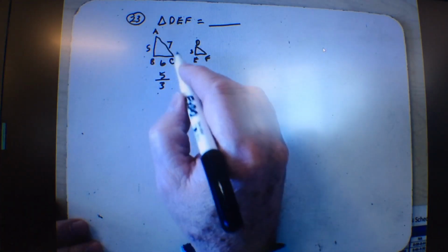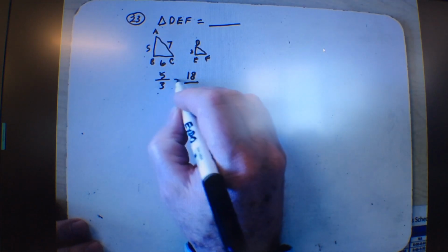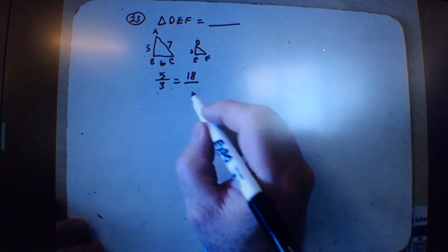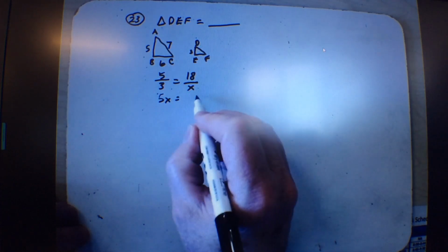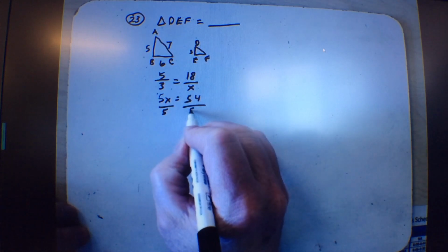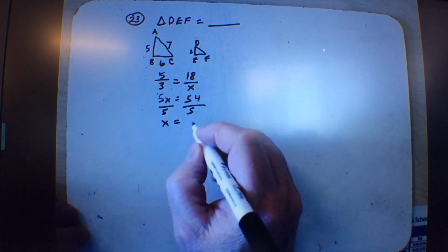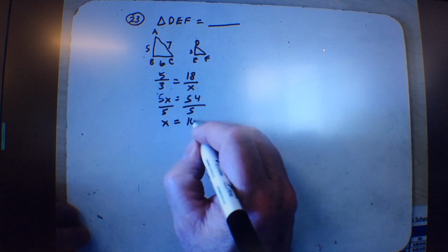The perimeter of this one is 18 over what? Is that true? Can I do it like that? All right. So I have 5x equals what? 54. Divide by 5, and I get x equals, what is it? Louder, please. It'll be 10.8. Thank you, 10.8.